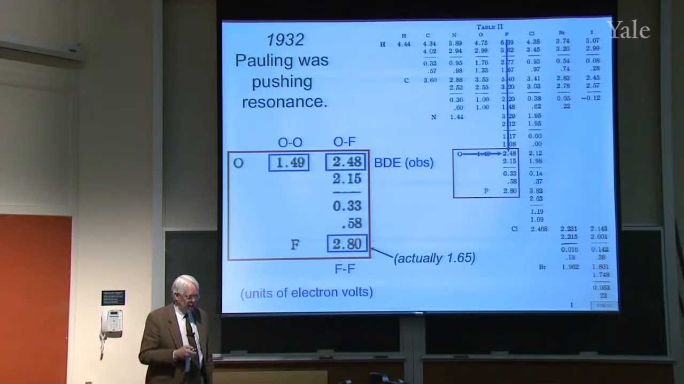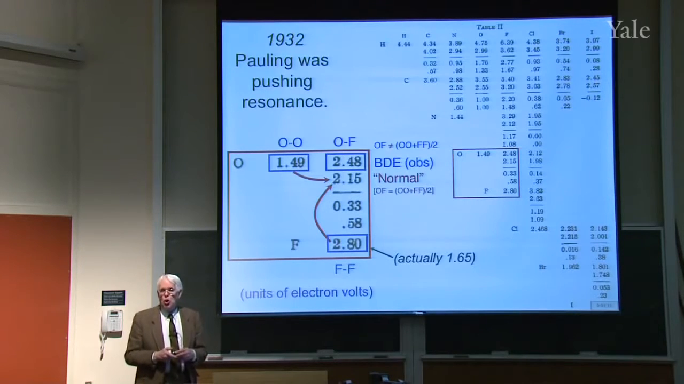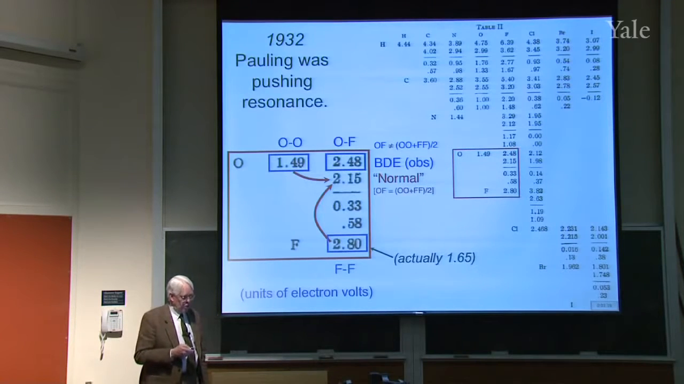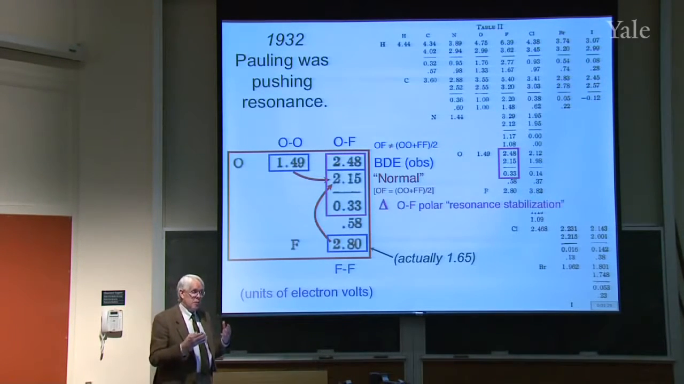Okay, now, if you look at oxygen with fluorine, the bond dissociation energy observed is 2.48. Now we could compare that. Notice it's not the average of 1.49 and 2.80. It's too high, right? So we could calculate what the normal would be, what the average is of OO and FF, and then we can take the difference. The difference is 0.33. That's delta. That's how much, in his view, the OF bond has been stabilized because of the resonance structure, okay?